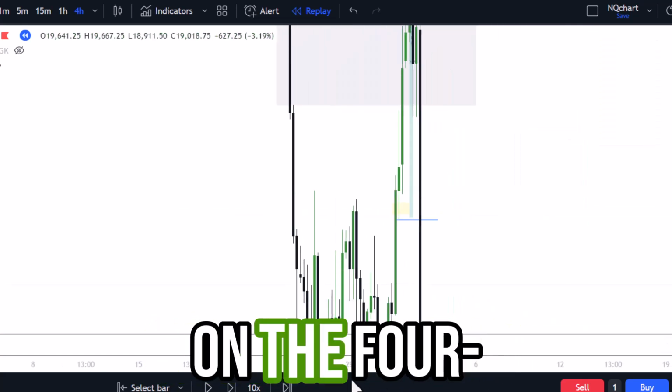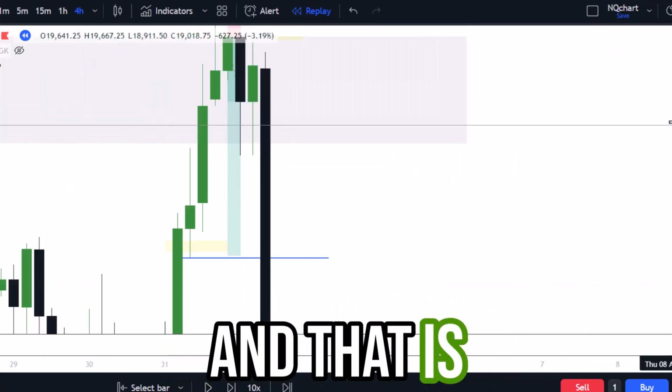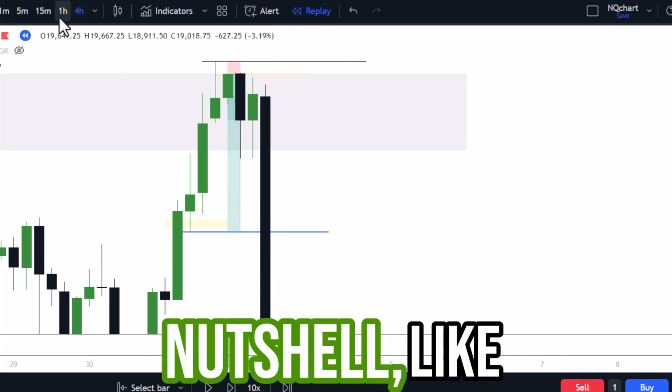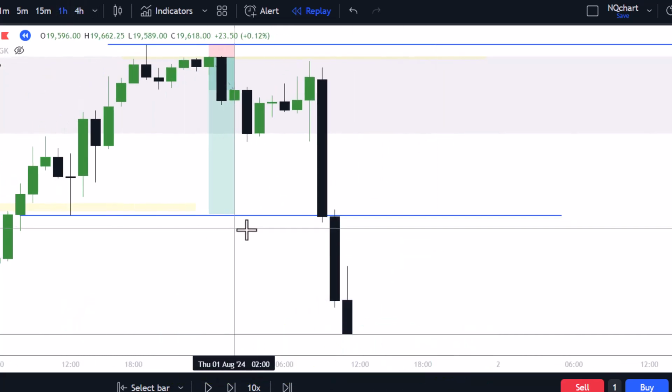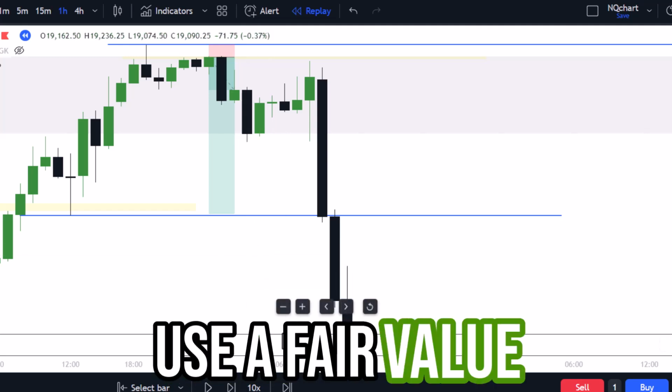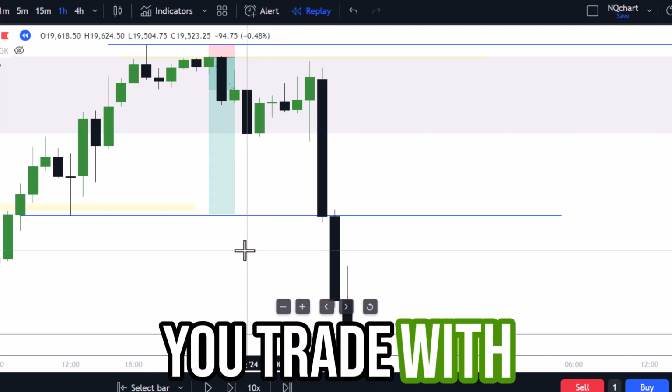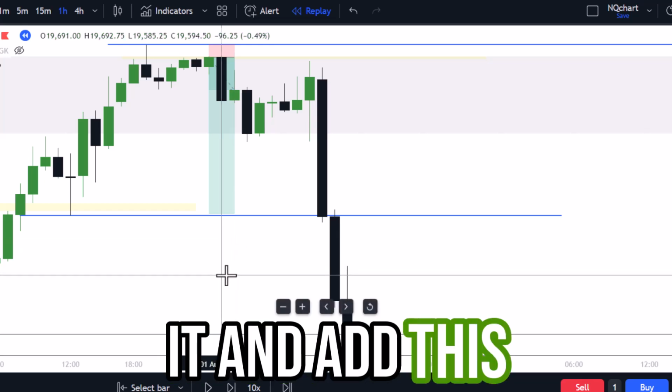And you can look at this on the 4-hour time frame. And that is technical analysis for you in a nutshell. Like clockwork, price does exactly what we expect. This is how you use a fair value gap. This is how you trade with it, and add this to your arsenal.